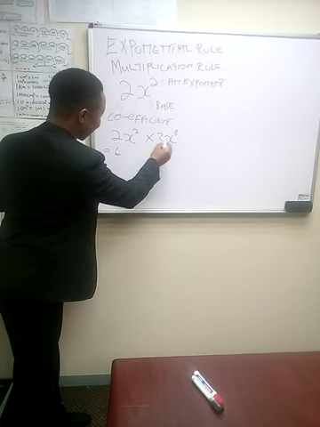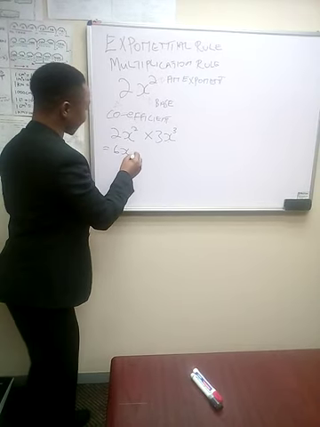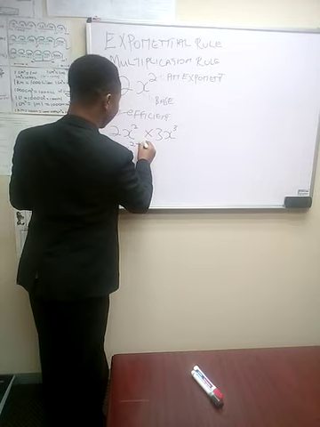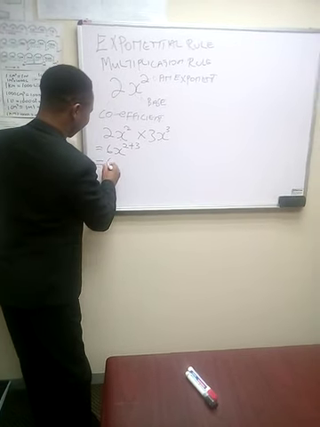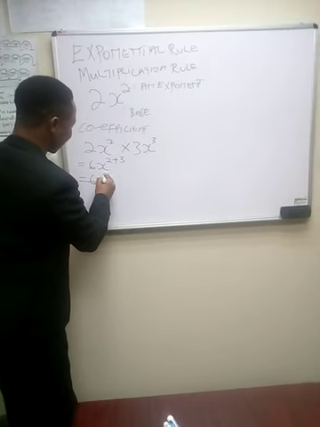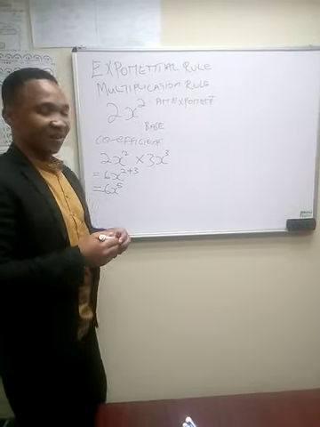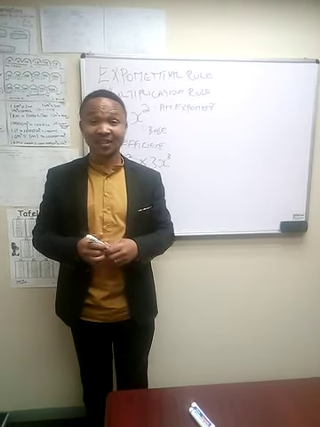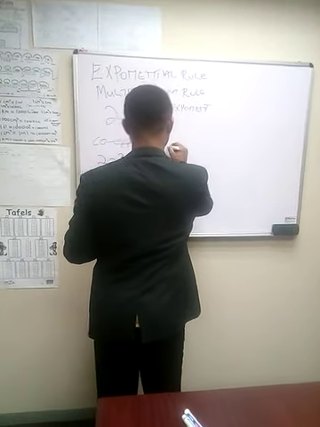x times x, these are the same bases. That means you add the exponents. Here I add my exponents. That means my final answer will be 6x to the power of 5. I hope, ladies and gentlemen, you understand this example. Let's do another simple example.